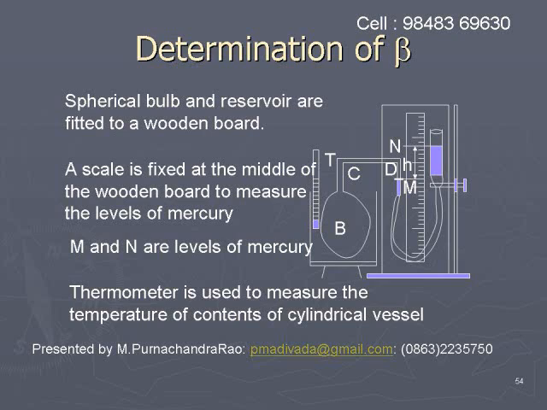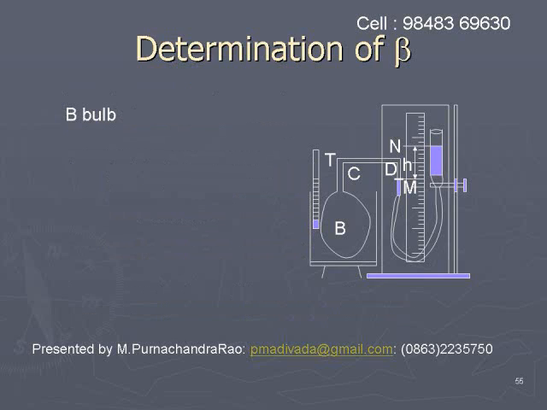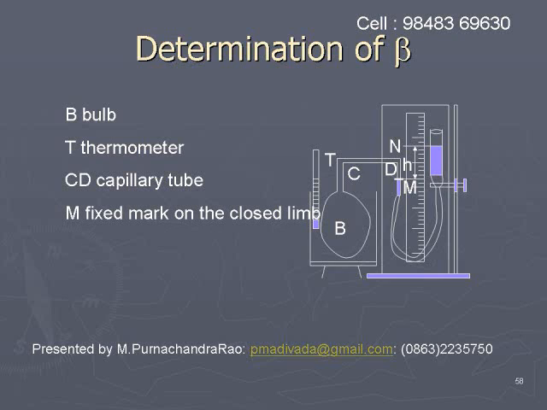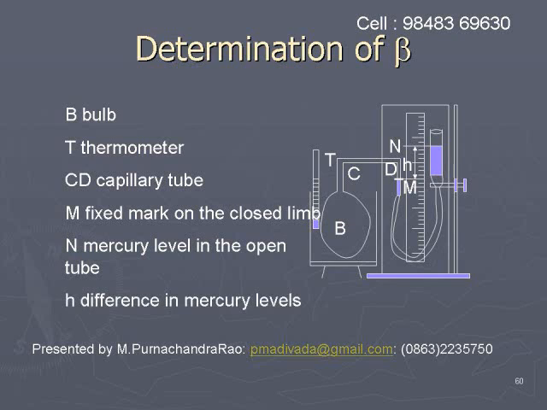This is how we have to understand this apparatus. Once again, let us recollect the parts. B is the bulb, T is the thermometer, CD is the capillary tube, M is the fixed mark on the closed limb, N is the mercury level in the open tube, and small h is the difference in mercury levels.